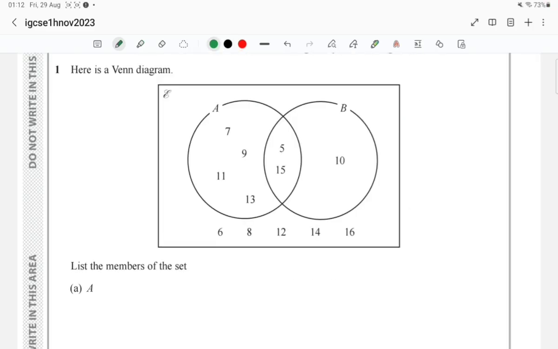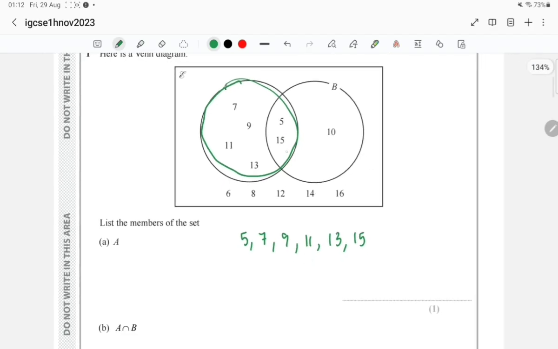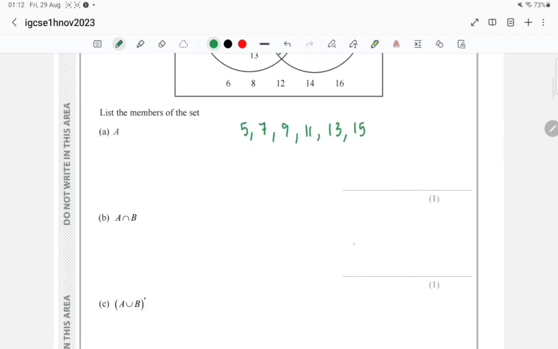And here is a Venn diagram. List the members of the set A. So this is set A. The elements in that are 5, 7, 9, 11, 13 and 15. Part B, A intersection B. A intersection B are those elements which are common to both A and B. So they would be 5 and 15.